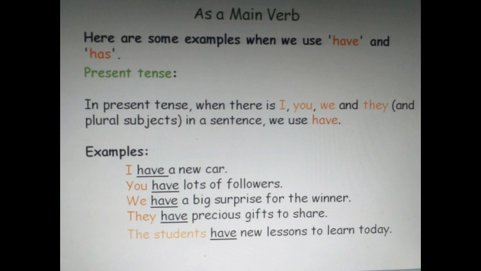Here are some examples when we use have and has as a main verb. In present tense, when there is I, you, we, and they, and plural subjects in a sentence, we use have. Examples: I have a new car. You have lots of followers. We have a big surprise for the winner. They have precious gifts to share. The students have new lessons to learn today. So you see, we use have for the subjects I, you, we, and they, and plural subjects.